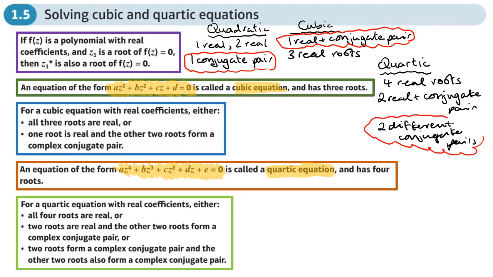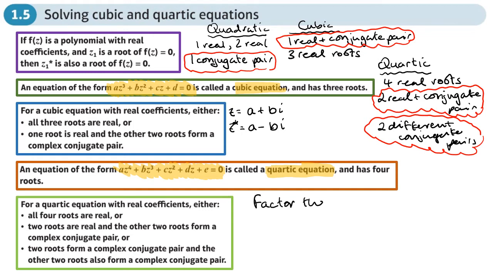Now, just like we did with the quadratics, once we know one root, if they come in a conjugate pair, then we can work out the other one. So if one root is a plus bi, then its conjugate is going to be a minus bi, so we would just reverse the sign in front of the imaginary part.